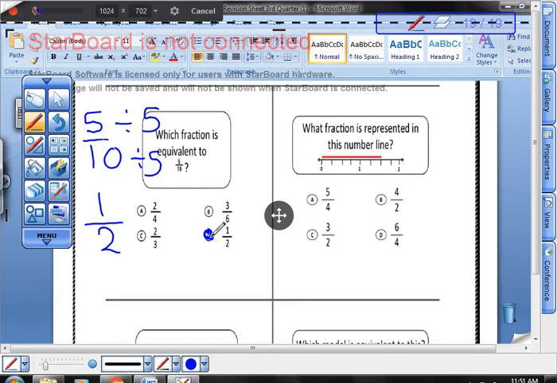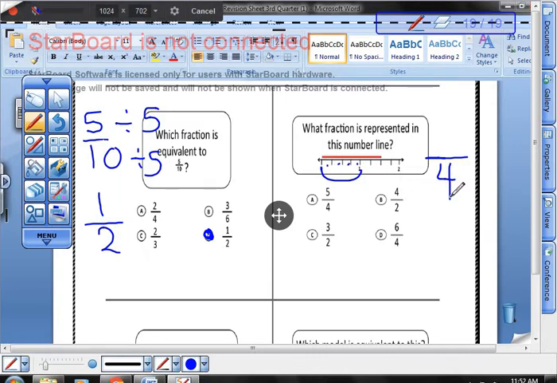Here we have which fraction is represented on this number line. We know any fraction can be written as numerator over denominator. Our denominator tells us how many equal parts are in the whole one. Here from 0 to 1 is one whole. It's divided equally into 1, 2, 3, 4 equal parts. This is my denominator. My numerator is the total number of taken, shaded, or colored parts.